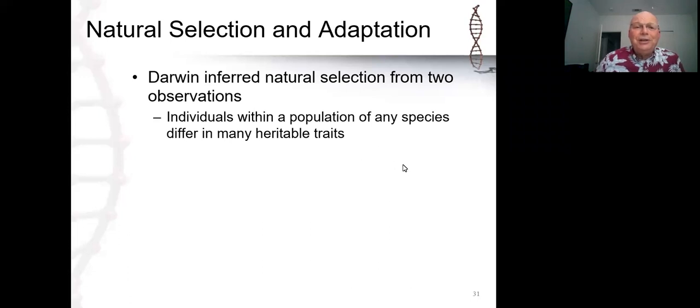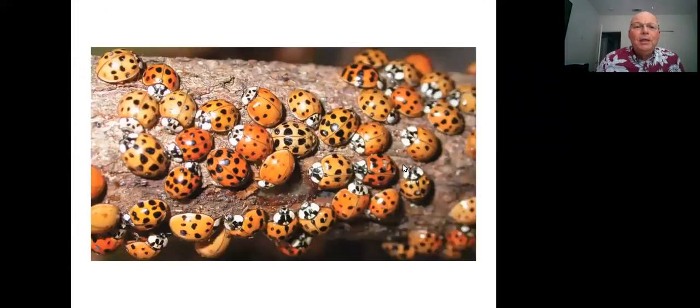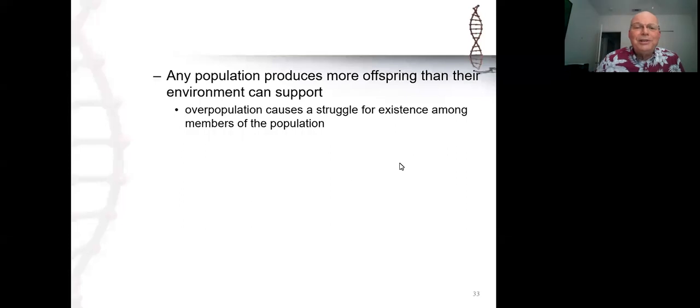Once you realize that there are these subtle differences, then the next thing to realize is that the individuals in any population, when they reproduce, always produce far more offspring than is necessary for simple replacement. In fact, they typically produce more offspring than their environment, the resources, can support.